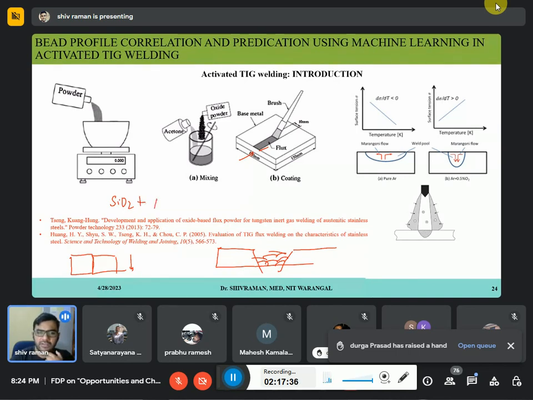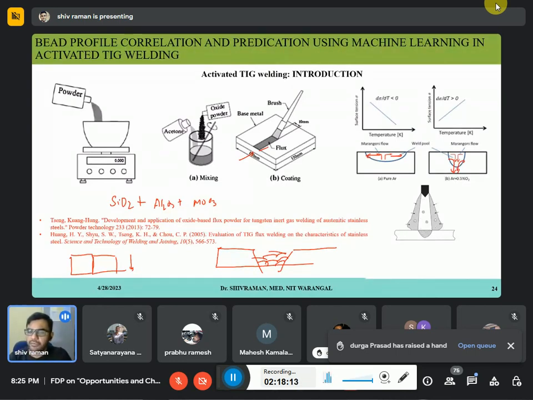So you have silicon dioxide, aluminium dioxide, you can use molybdenum dioxide. So different fluxes are available and the combination of fluxes can be used. With the presence of these fluxes, the surface tension gradient with temperature becomes positive. Initially the pool was moving in this direction, the material is moving in this direction. So it reverses the Marangoni flow, and as the Marangoni flow reverses, it will move the material to higher depth.